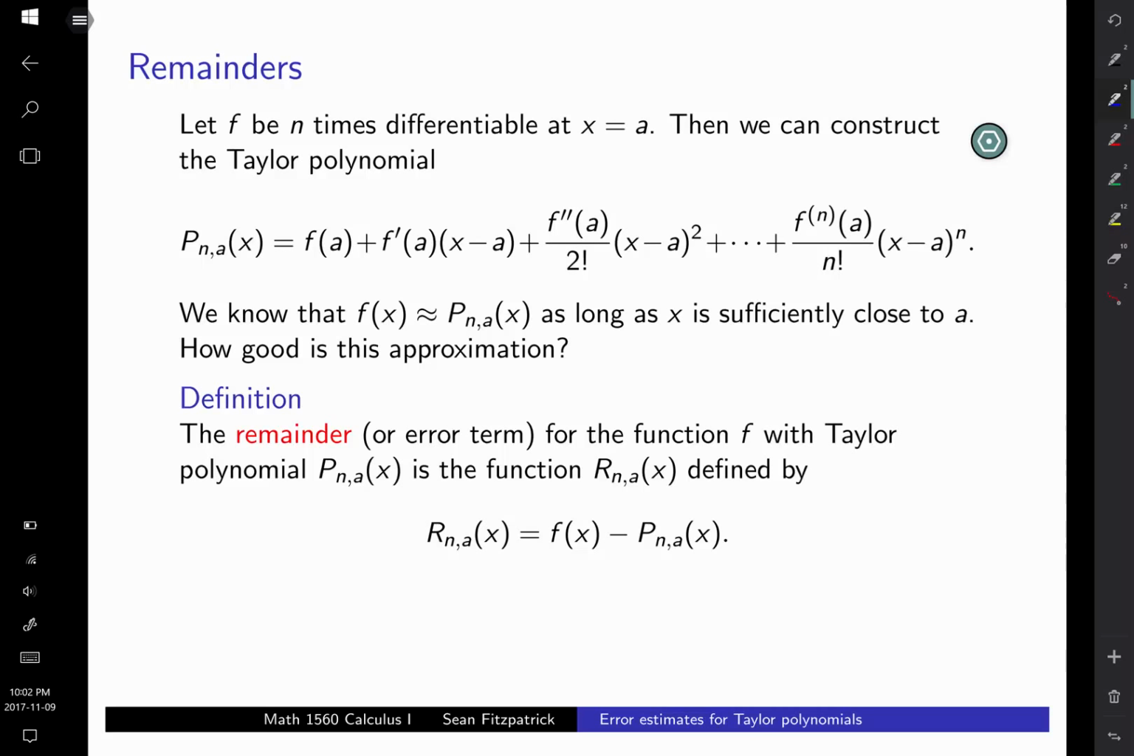So when we switch from the function to the polynomial, because the polynomial is easy to work with, there's a cost. The cost is that the polynomial is only giving us approximate values. We want to know how good that approximation is. To measure the quality of our approximation, we look at this remainder term. The reason we think of this as the remainder is that it's the difference between the function and the polynomial.